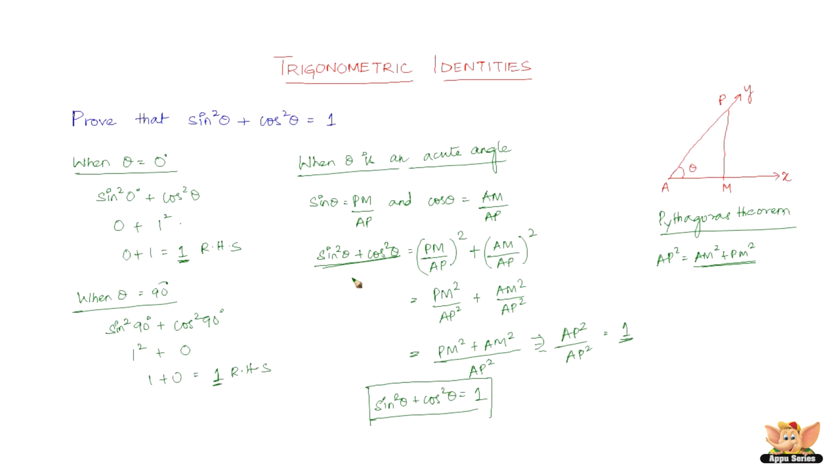Before I conclude this video, let me quickly add something simple. From this identity, we can also say that sine square theta equals 1 minus cos square theta, or we can write cos square theta equals 1 minus sine square theta. So these are the two other identities that we can deduce from this equation.